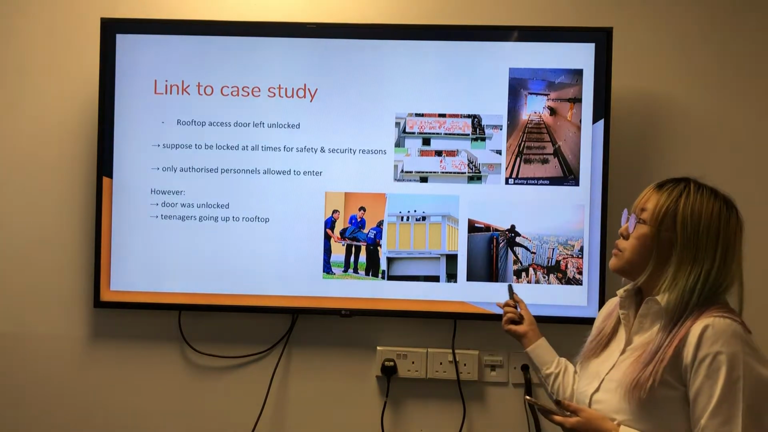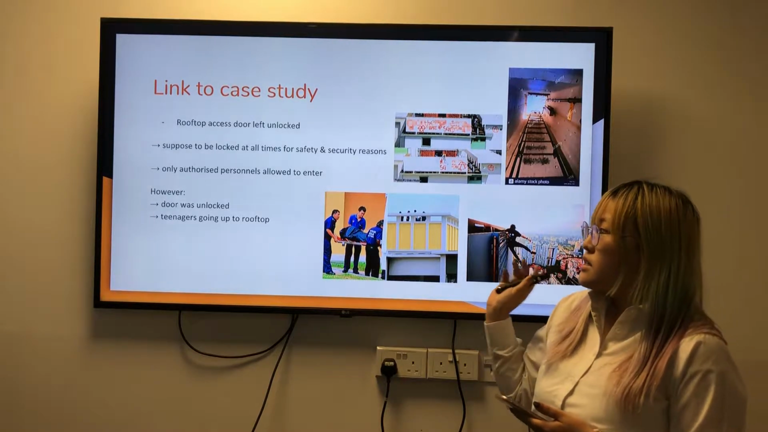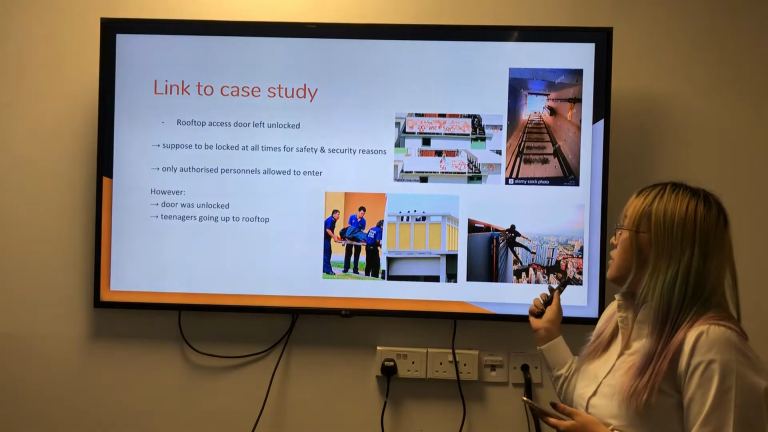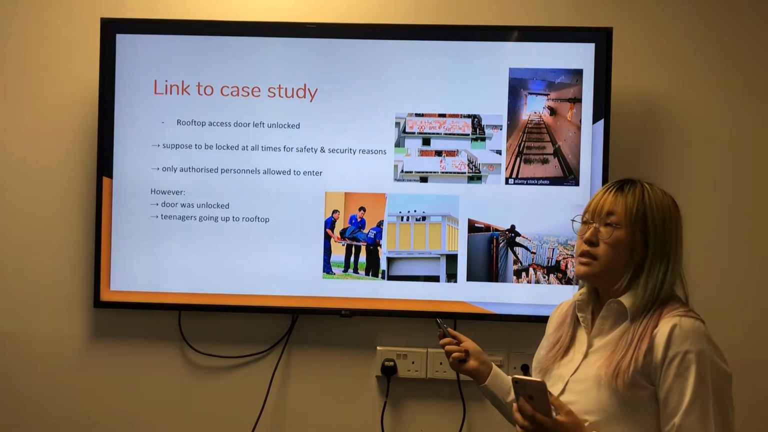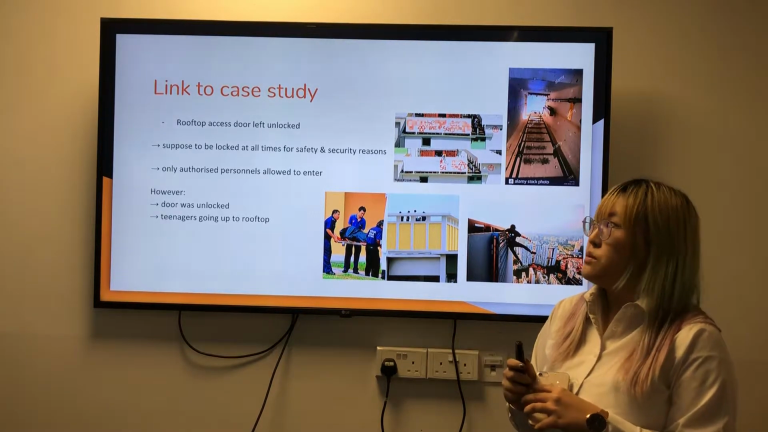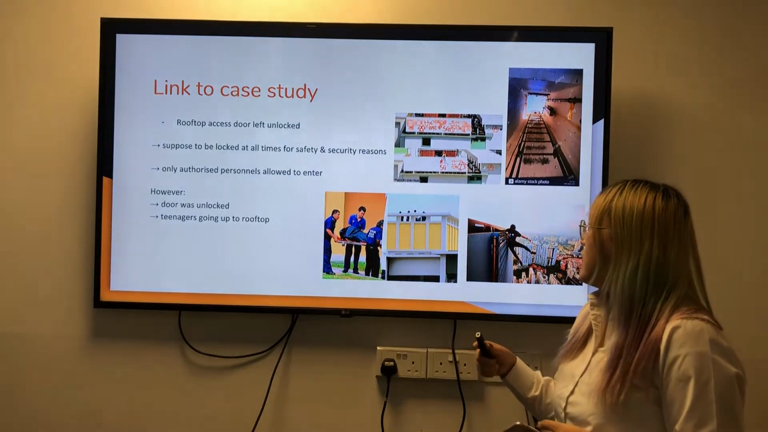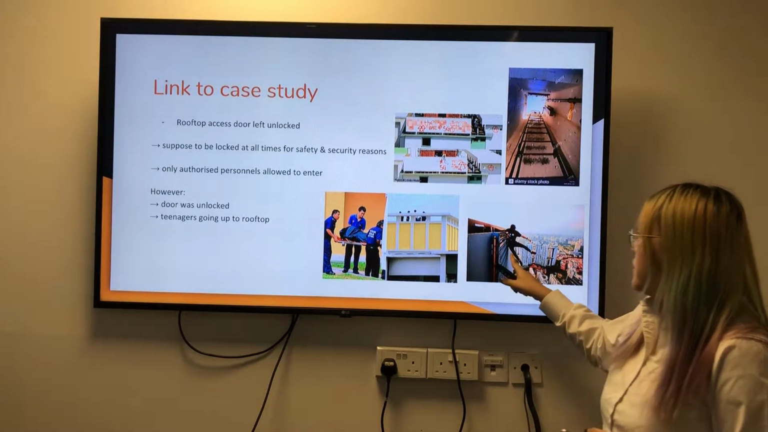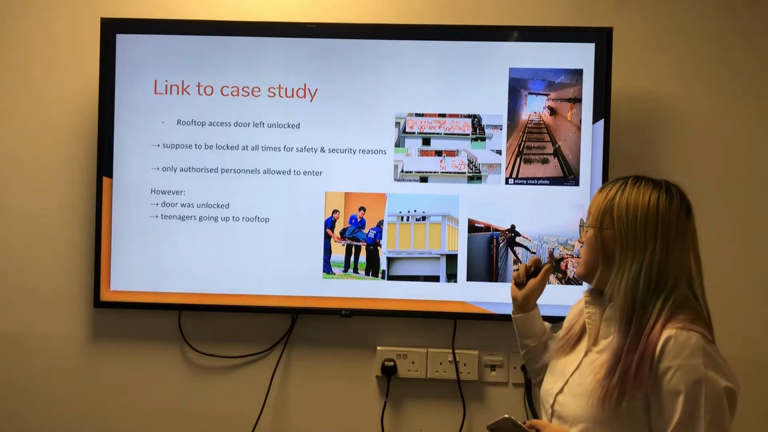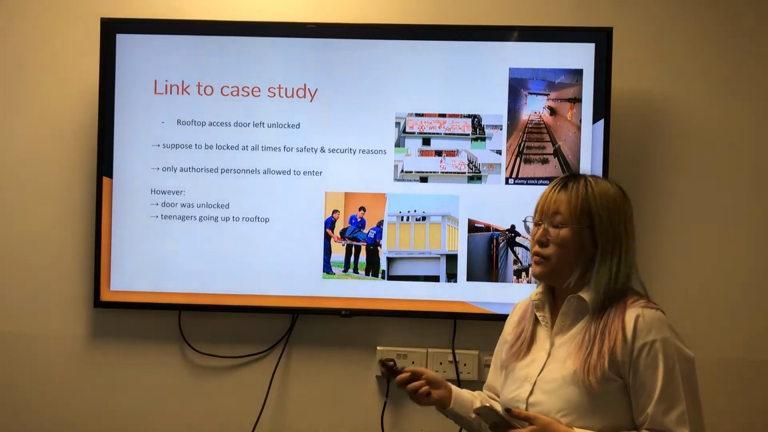So the next part is that the rooftop access door was left unlocked, and there were students and teenagers who were actually going up and down to the rooftop area. And this is a great concern because according to the government's standard, the rooftop access door has to be locked at all times for safety and security reasons, because there may be attempted suicides, or accidents where people do dangerous stunts, and it could also be a cause of vandalism. So yeah, only authorized personnel are allowed access to the roof areas.